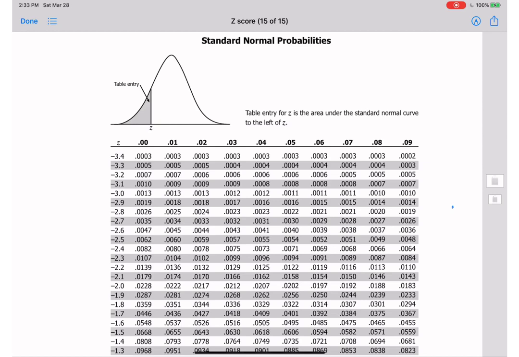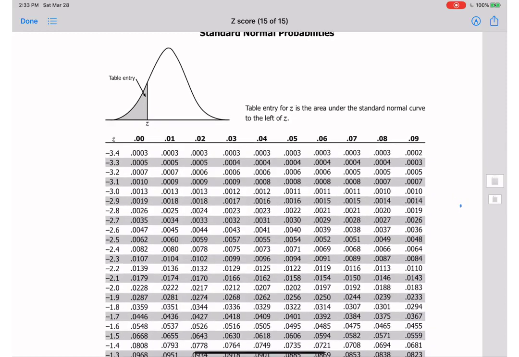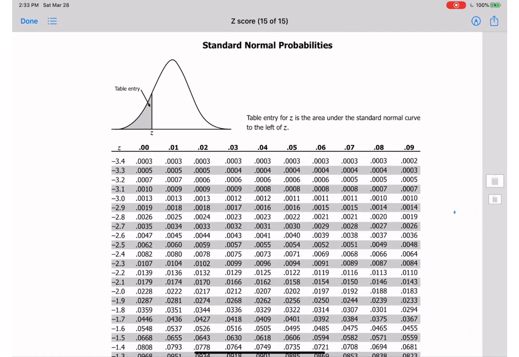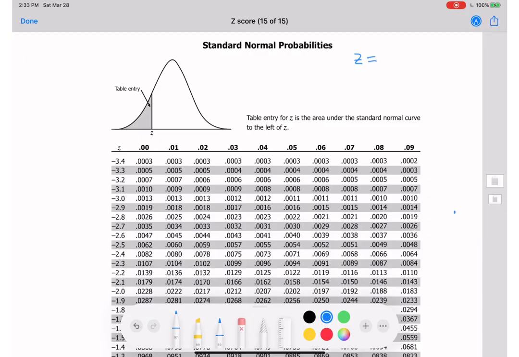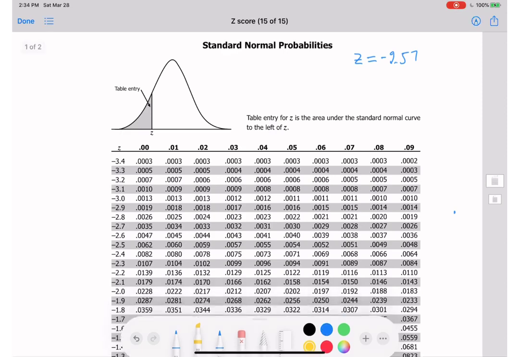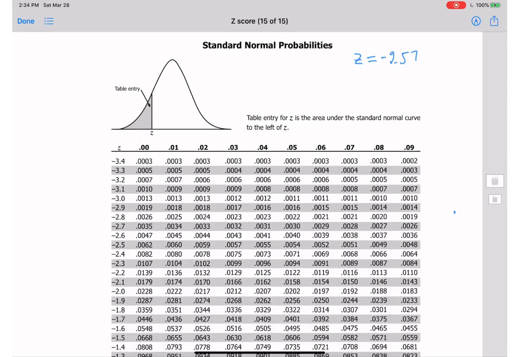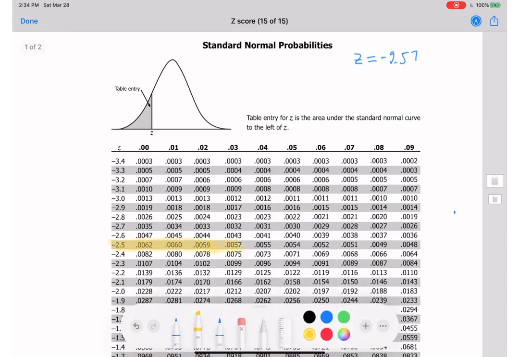Before we work with the 5.2 slides, we are going to learn how to work further with the standard normal probability table. So far, we learned based on z-score how to find the area. For example, if we need to find the area for a z-score equal to negative 2.57, let's see how we're going to do it. Negative 2.5, here we have 2.5, and it's coming all the way to 7. Here it is.